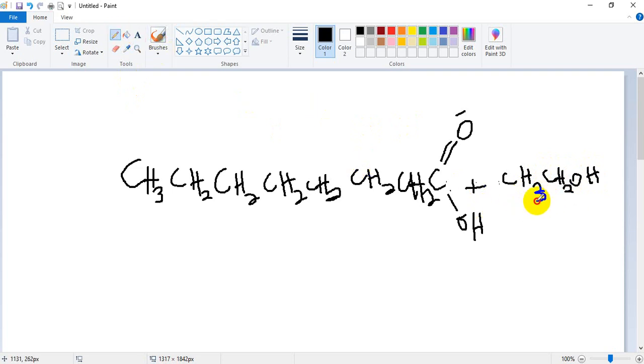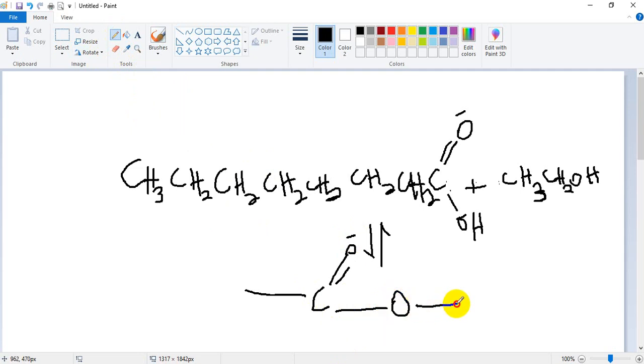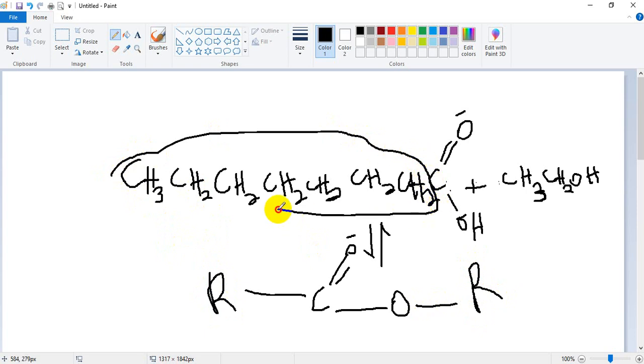So this CH3. So this one will form C double bond O minus, C double bond O minus, O, then R. This is R. So I'm representing the R on the fatty acid as this, then the R on the alcohol as this.